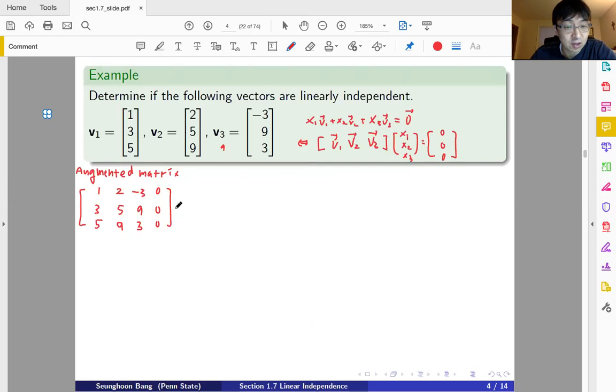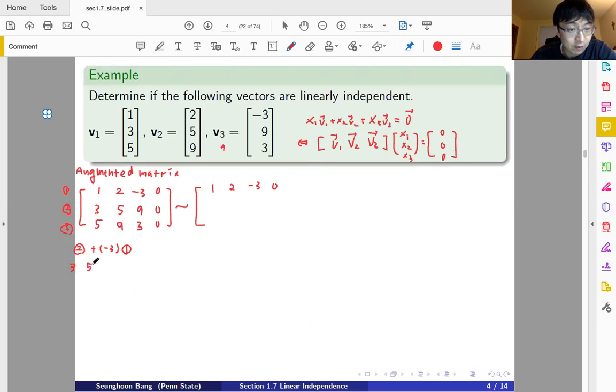How can we do this? Change it to echelon form. This is the first row, second row, third row. You keep the first row: 1, 2, negative 3, 0. How do you get the elements of the second row? The second row plus negative 3 times the first row. So you calculate like this.